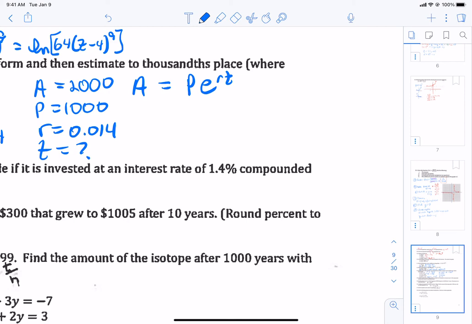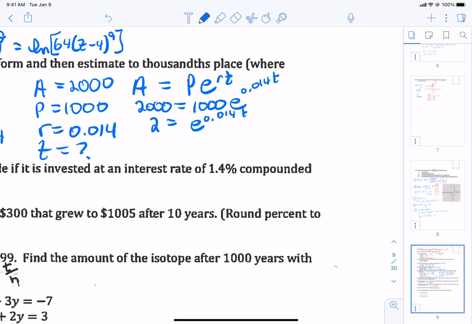So we get 2,000 equals 1,000 e to the 0.014t. Now, anytime you want to try to solve an exponential, get the e part or the base part by itself. So divide by 1,000. Anytime they say double or triple, they say double, you're always going to get this equal to 2. If they say triple, it's always going to end up being equal to 3.